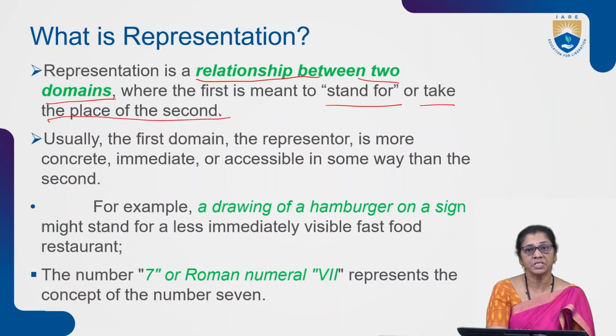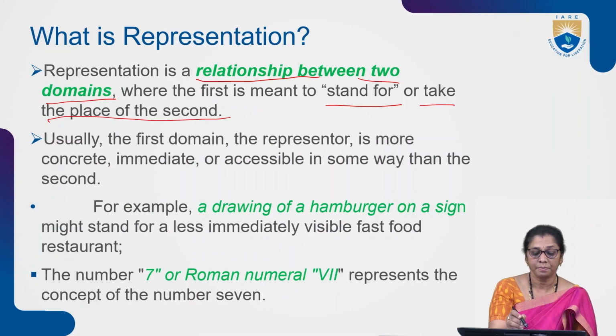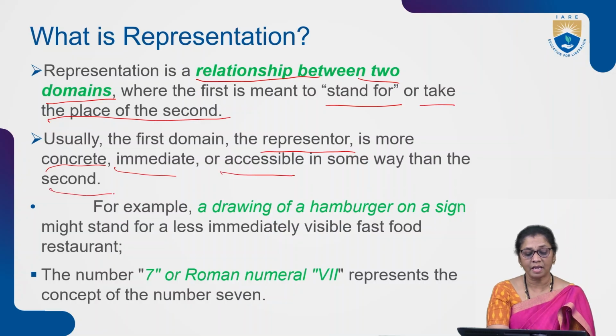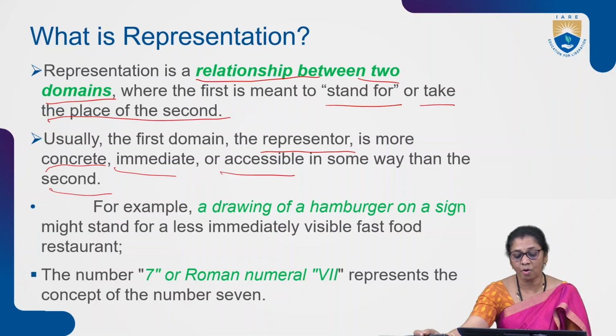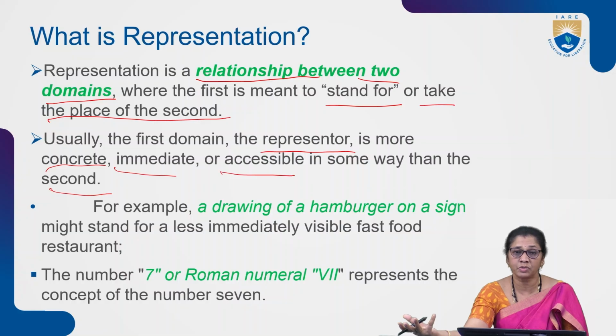Usually, the first domain is a representer, which is more concrete, immediate, or accessible in some way than the second. For example, a drawing of a hamburger on a signboard might stand for a less immediately visible fast food restaurant. So it represents that there is a fast food restaurant ahead. By seeing a hamburger drawn on a signboard, a person will know that a restaurant is coming up.